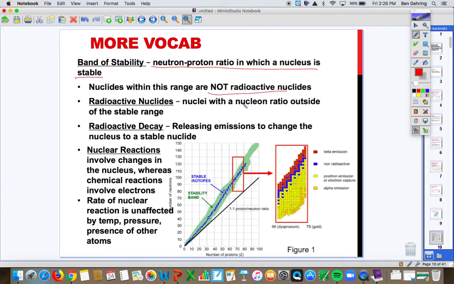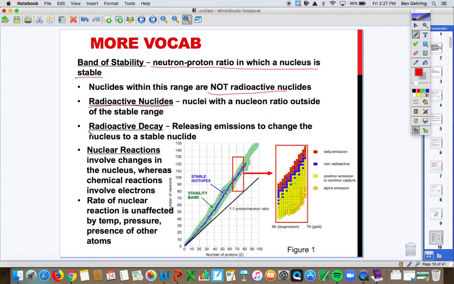It's stable, it's going to maintain, it's not going to break down, it's not going to lose protons or gain neutrons or anything like that. If it's outside of this band, it's what we consider radioactive, meaning it falls outside of that range, so it's going to break down. It's going to try to get back to this range of stability.